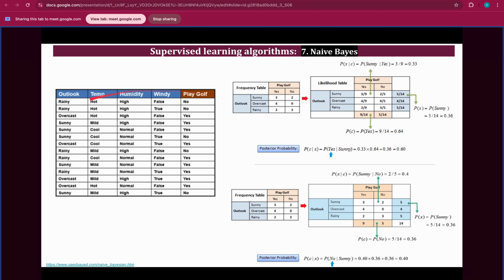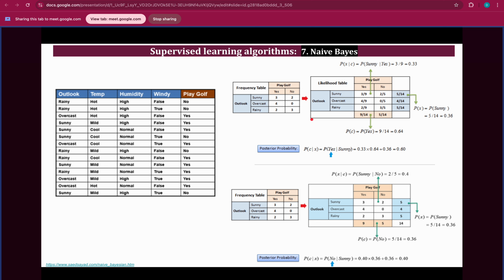Similarly for overcast we will see how many times he is playing. So 4 times he is playing and 0 for no. Similarly for rainy, it is also present 5 times, out of which 3 times he is playing and 2 times he is not playing. So similarly the frequency table will be created.